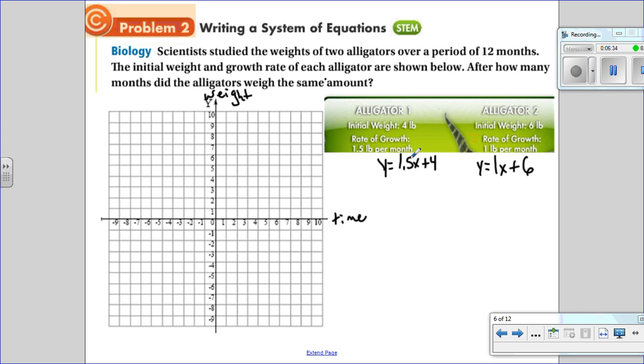So if we graph these two, first one is start at 4, and our slope is 1.5 over 1. 1.5, it's the same thing as 3 halves. So I'm going to switch it to 3 halves. So that's up 3, 1, 2, 3 over 2. And there's our line.